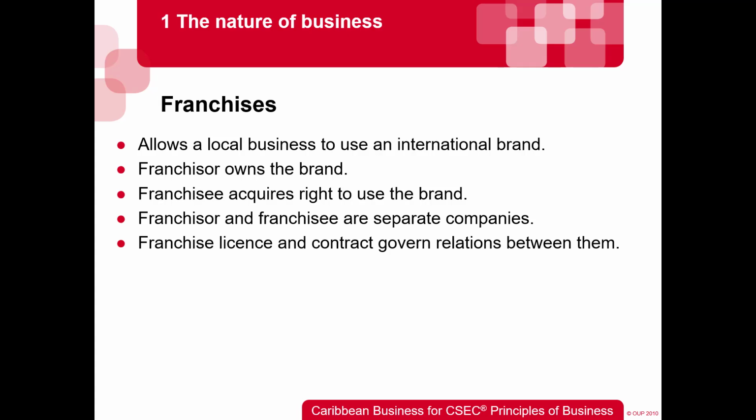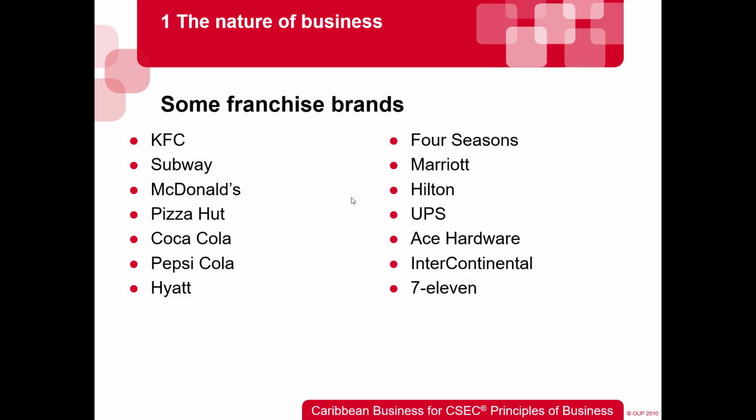What does this mean? It means that a local person, or persons, or a local organization, a local business, that is operating from, let's say, Trinidad, Jamaica, anywhere, but on the ground, local, domestic, they can acquire the rights. They, who are the franchisee, can acquire the rights to use the brand of the franchisor. So the franchisor is the person who owns the brand. For example, KFC, the person who came up with the idea of KFC, they own that brand.